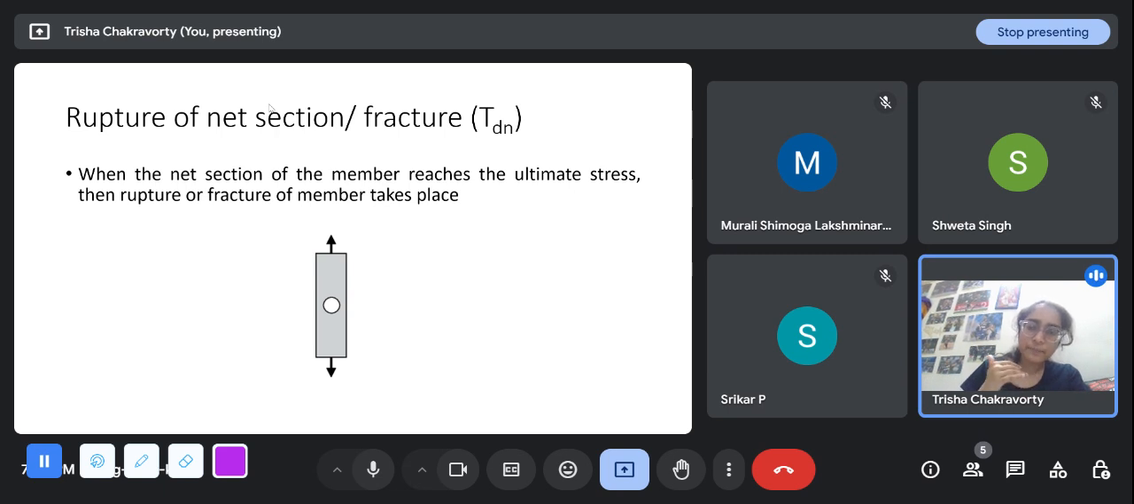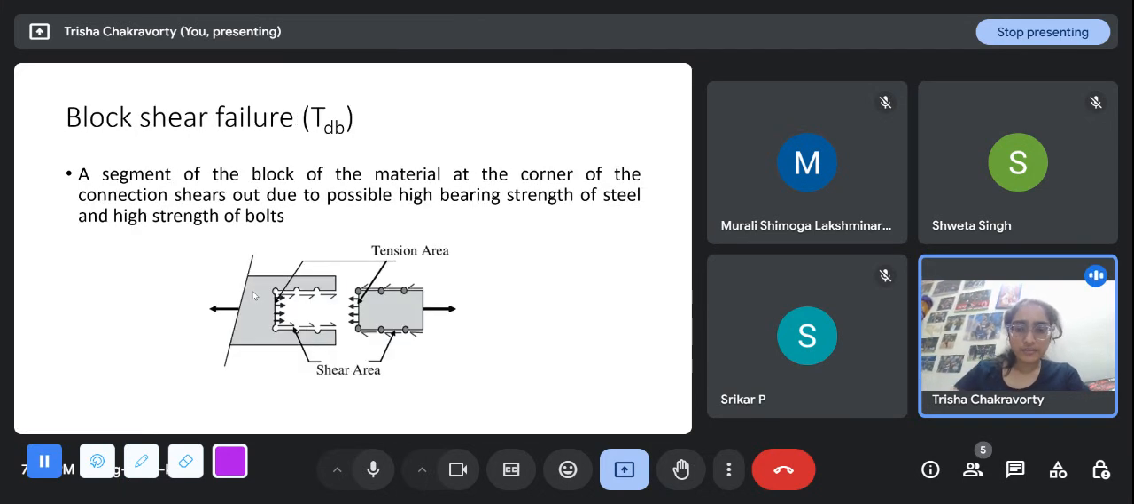So even in our design, at the most critical point, that is when capacity is equal to applied load, we are not actually letting the member reach the ultimate stress, because below that Fu there will be a factor of 1.1 or 1.25 reducing it, bringing it down so that it is safe. Even at the critical point, it is safe. When the net section of the member reaches ultimate strength, then rupture or fracture of the member takes place. This is called rupture of net section, and this is block shear failure.